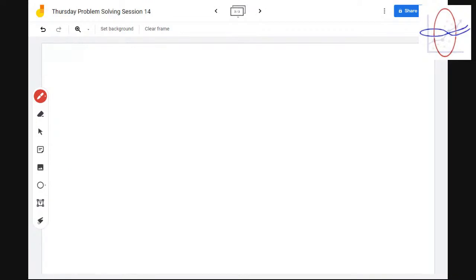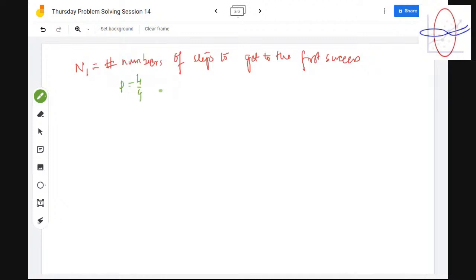Let's take n1, the number of steps to get to the first success. The first success probability is 4 by 4, because all the 4 toys are new. It's equal to 1. So the expected number of steps is 1 by p, which is 1, because n1 follows geometric p.